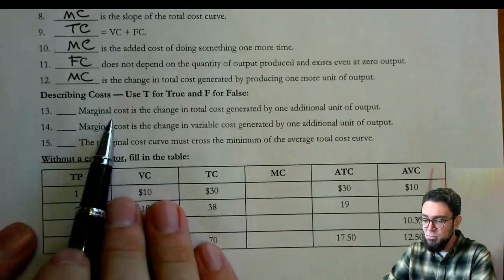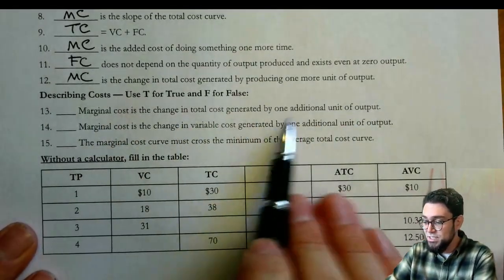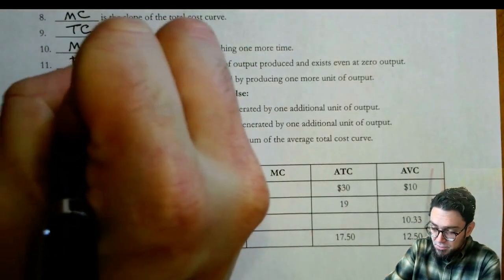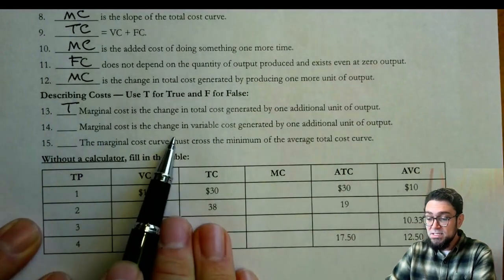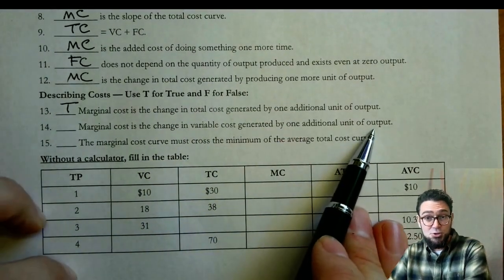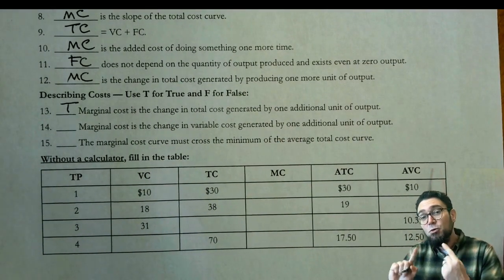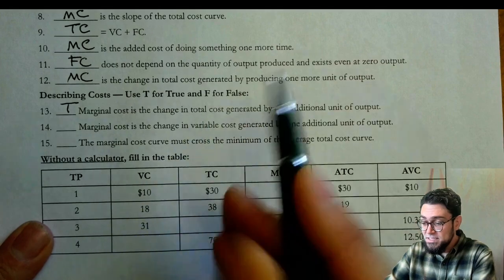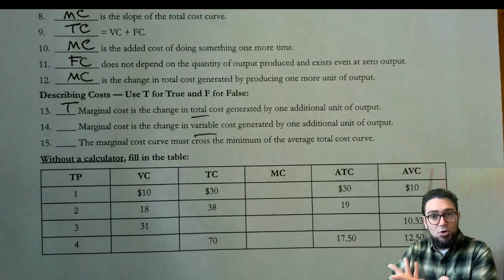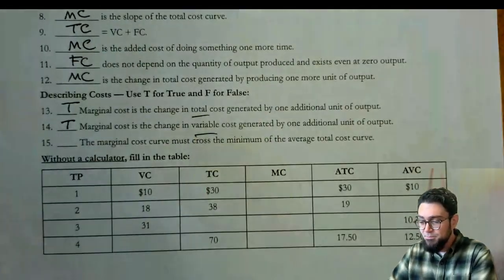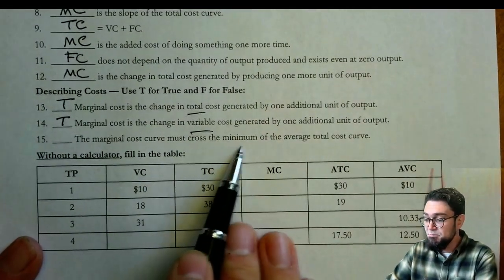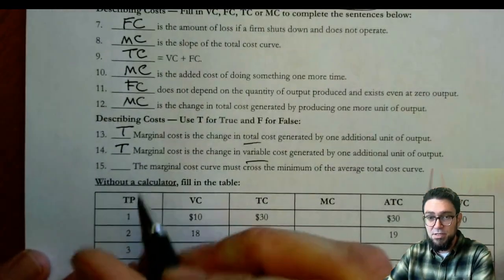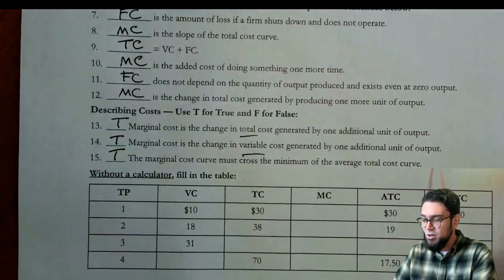Now let's use true and false. Marginal cost is the change in total cost generated by one additional unit of output. That is true, right? We actually just kind of did that one. Marginal cost is a change in variable cost generated by an additional unit of output. That's also true, because the only way that we would say that total cost is ever changing is when variable cost changes. So we would say true for that as well. And the marginal cost curve must cross the minimum of the average total cost curve. And that, we know from drawing the graph up here, is also true. So all three statements here are true.